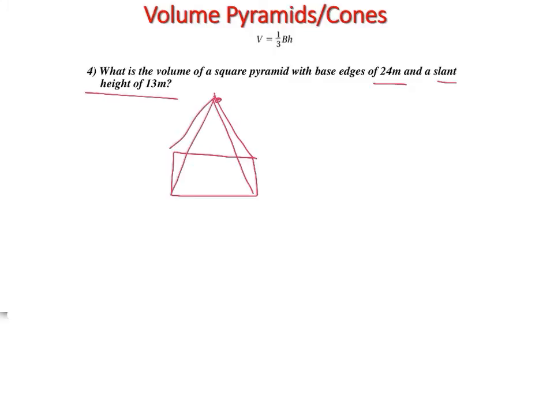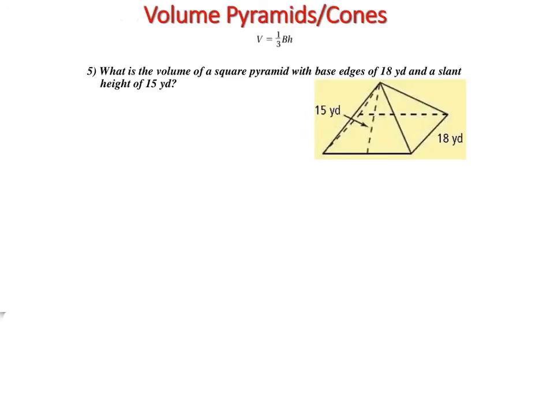Then its base edges are 24, so it's 24 by 24. And the slant height, so I'll use a different color here. The slant height is this distance on the outside, and that is 13. So we have to calculate what the actual height of the pyramid is right there. Okay, so if you could work through this problem and calculate the volume of this.